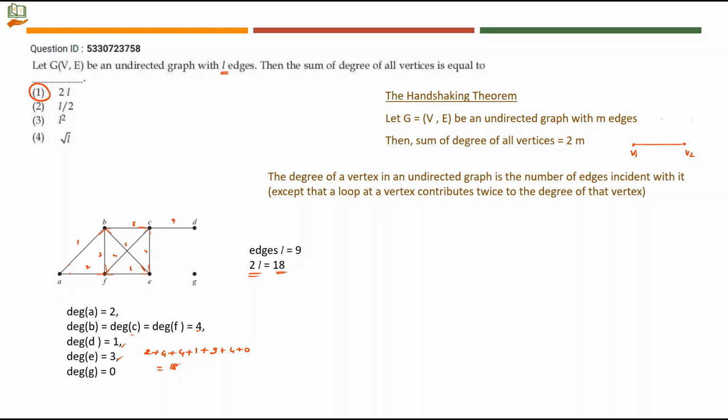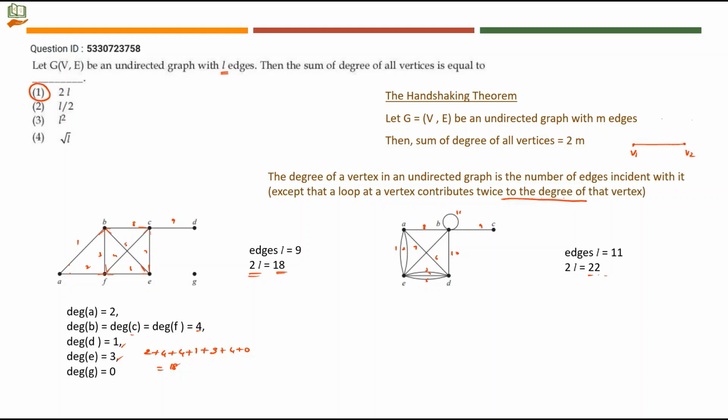Now let's take another graph with a loop. How many edges are there? 1, 2, 3, 4, 5, 6, 7, 8, 9. This is the 10th edge and this is the 11th edge. The count of edges is actually 11 here. What about the sum of degree of all vertices? It should give 22. Let's check whether we are getting 22. Just remember, a loop at a vertex contributes twice to the degree of the vertex.